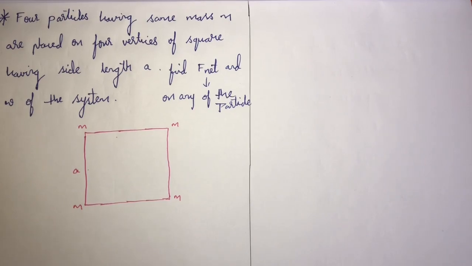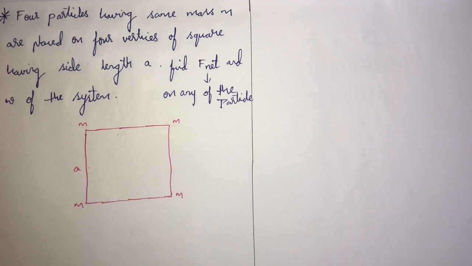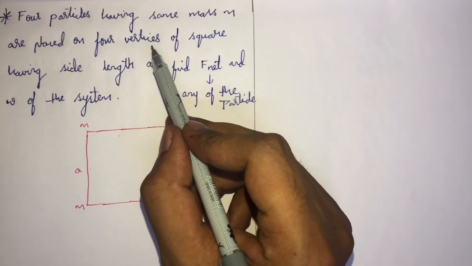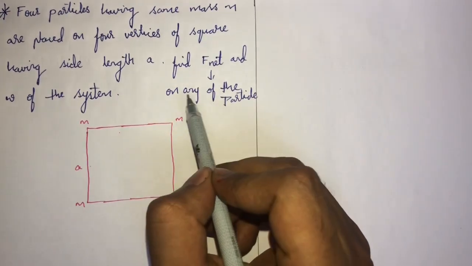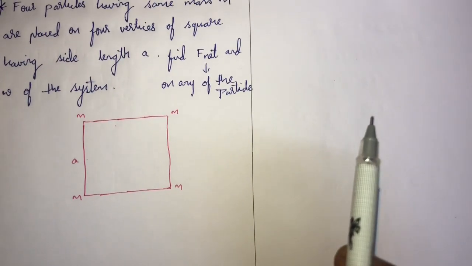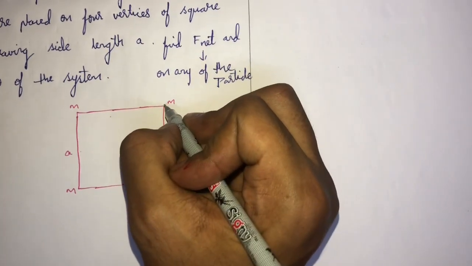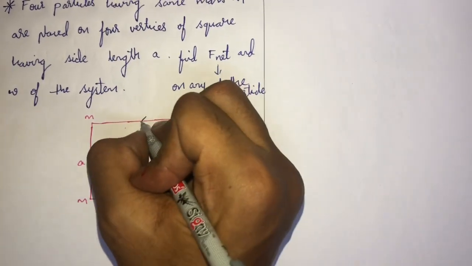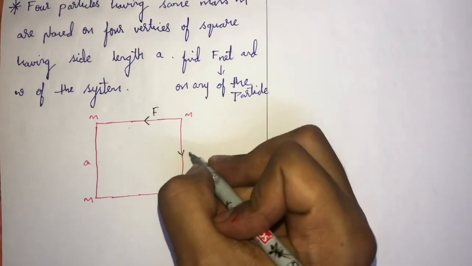Another similar problem related to that concept. Here, four particles having mass m are placed on four vertices of a square having side length a. Then they ask us to find F net on any of the particles and omega of the complete system. So now I'm going to consider the F net force on this particle. The direction of the force is always from m1 to m2. So here one force acts in this direction on the mass m, and another force acts in this direction on this mass.